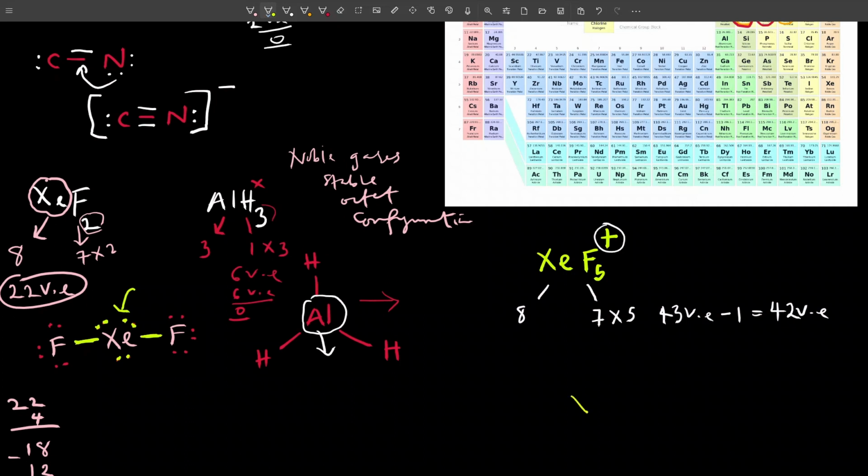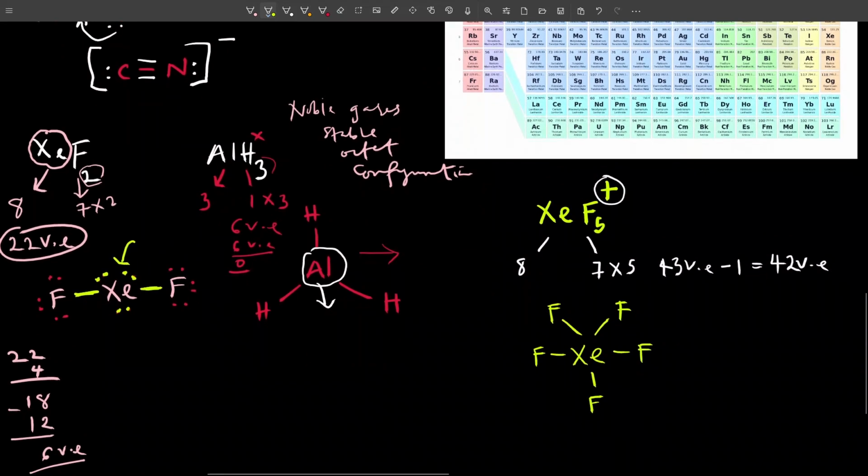Again, xenon should be my central atom. Let me bring this down. Xenon should be my central atom, so we should have fluorine, and fluorine. That's 5 fluorine atoms. Okay, so I've used up how many electrons in total? I've used up 1, 2, 3, 4, 5. That's 10 electrons in total. So let's subtract 10 from 42.